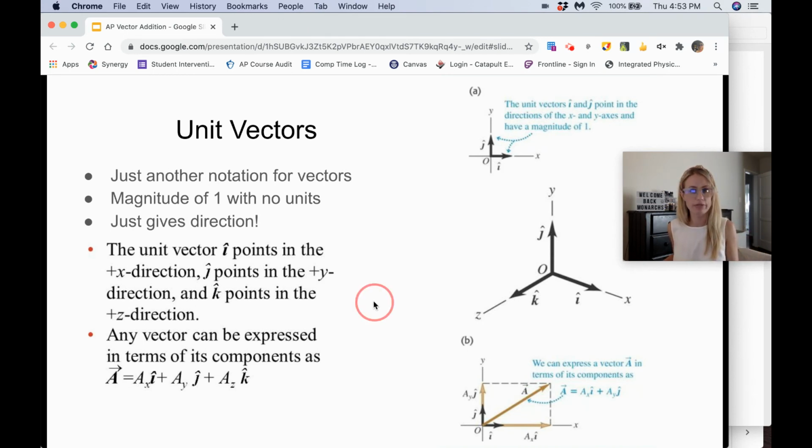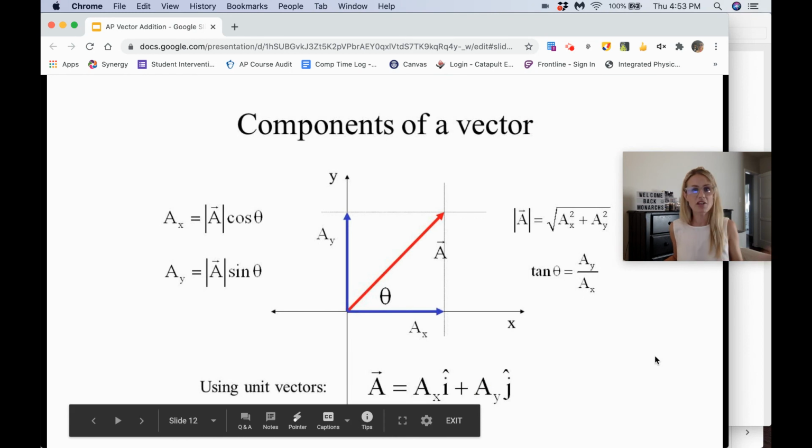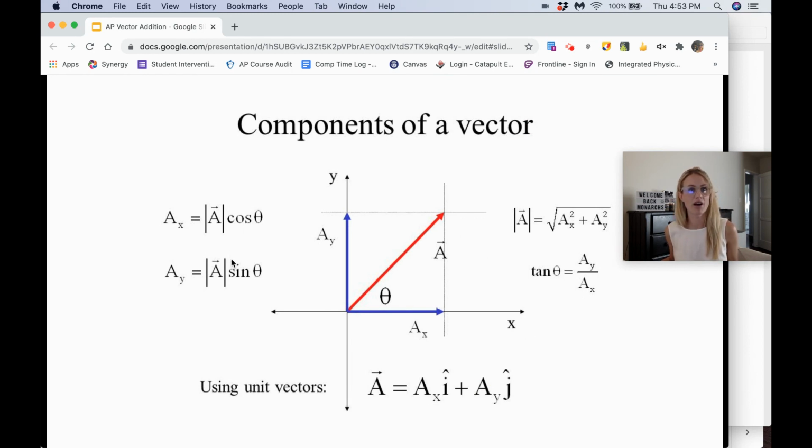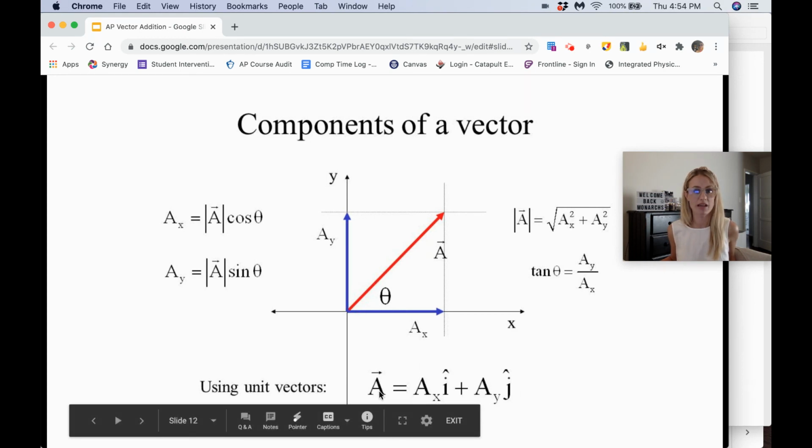It's just another notation. So here's all our different notations here. Our x and y components using the magnitude and angle. Here's our Pythagorean theorem. Here's how we can find the angle if we have the x and y components. And then here is our unit vector notation.